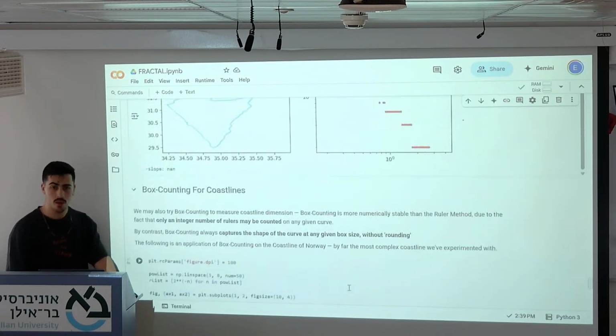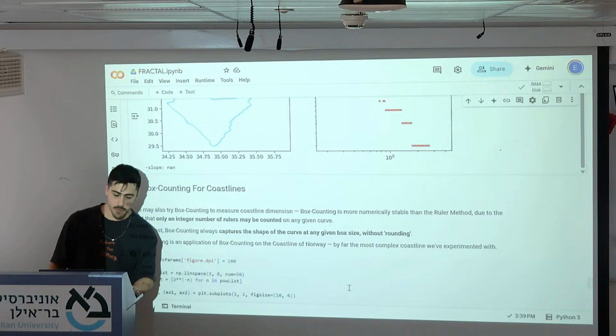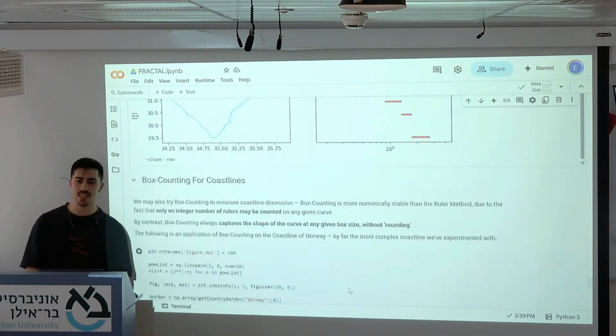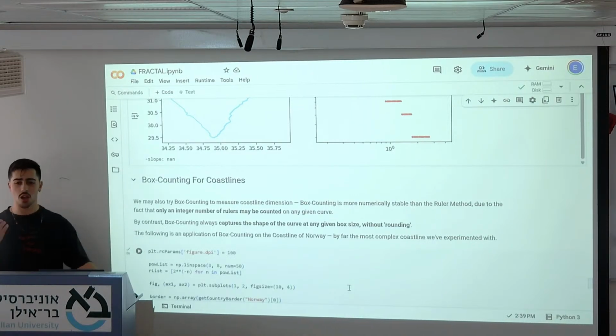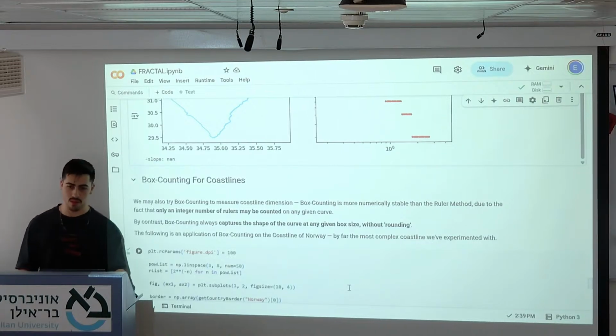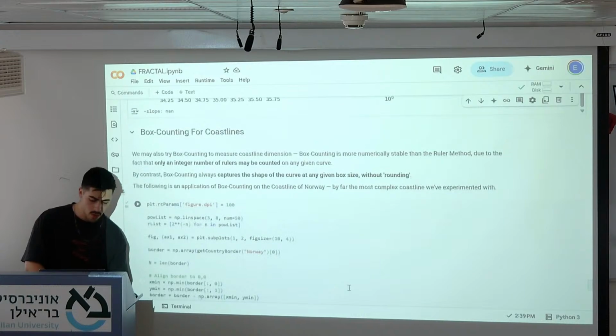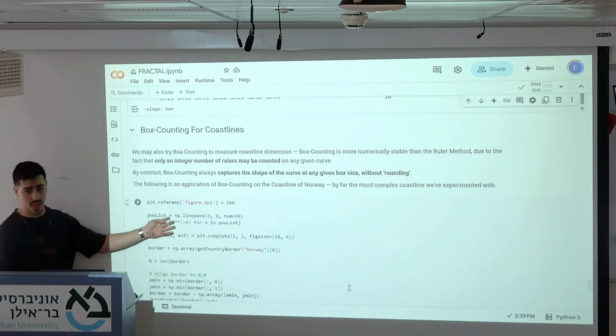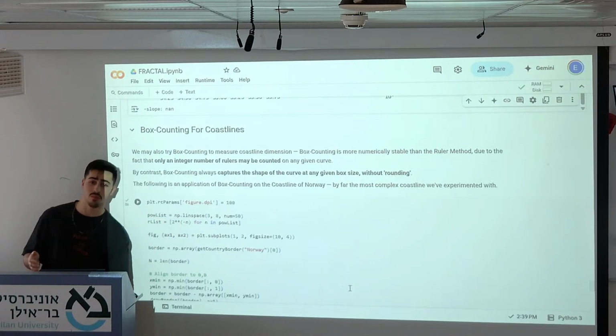All right, so if you remember from before, I said that the ruler method, as you can clearly see here, is not the most stable, okay? Not always does a whole number of rulers fit, and in general it's just less accurate. So here we show that the box counting method is more accurate. So for the coastline of Britain, we do it with box counting.